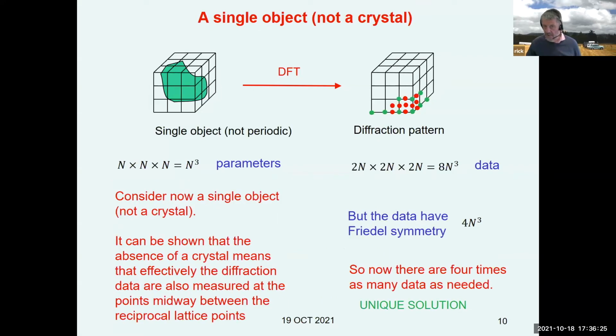Now, just taking an aside, if we had a single object, so now this is an isolated object, so this is not a unit cell and it's not periodic, then you can show that the diffraction is equivalent to taking the DFT of that object and sampling it at twice the rate. So with an extra sample between each Bragg sample. And if we look at the data parameter ratio, we now have 2n by 2n by 2n data. So we've got 8n cubed. We still have Friedel symmetry, so we have 4n cubed. So now we have 4n cubed data and n cubed parameters. So we have plenty of data. We have, in fact, 4 times as much data as we need. And so we expect a unique solution in the case of single particle imaging. And we know that it is quite feasible to reconstruct single particles from their diffraction amplitudes alone.